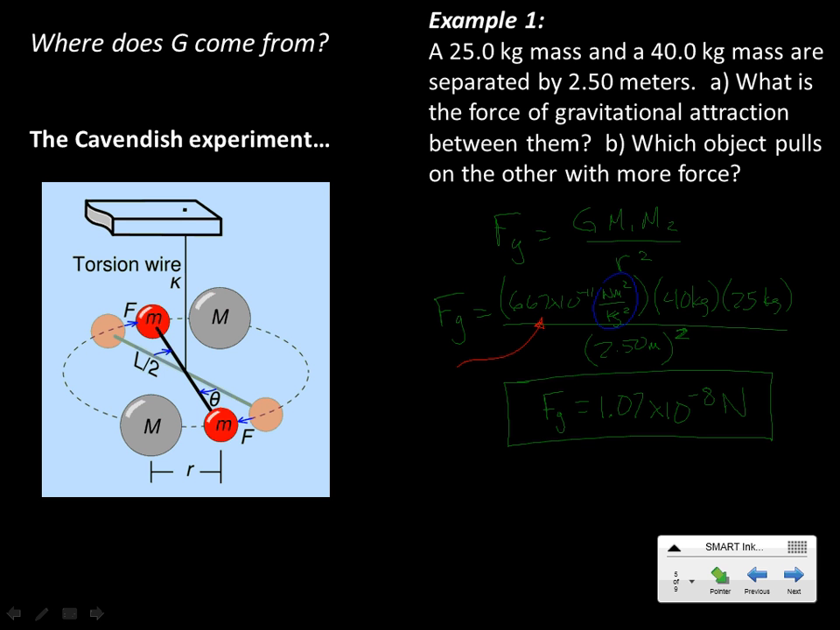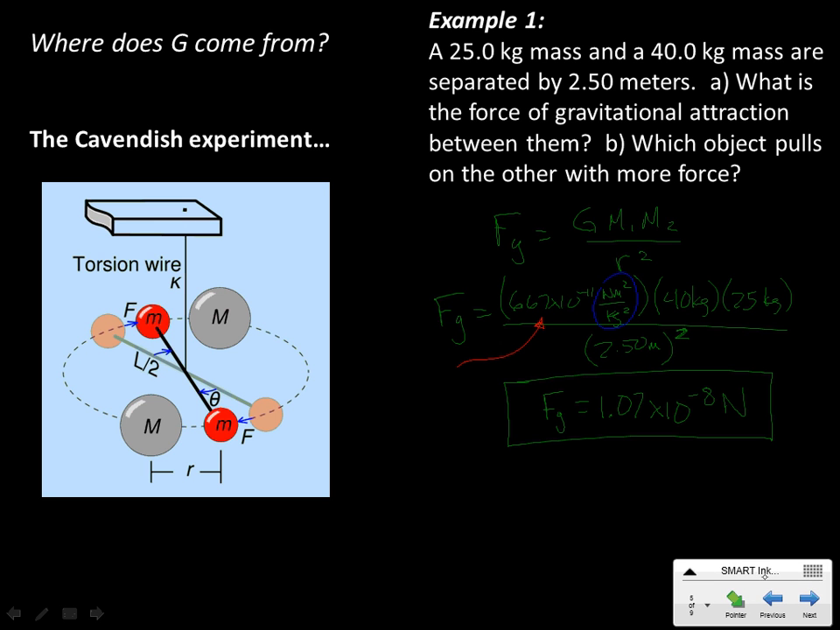Okay, and which object pulls with more force? The bigger one or the smaller one? We've got to know this one. Same. Each exerts the same. This is the force that the 25 exerts on the 40. This is the force that the 40 exerts on the 25. They are the same exact force.